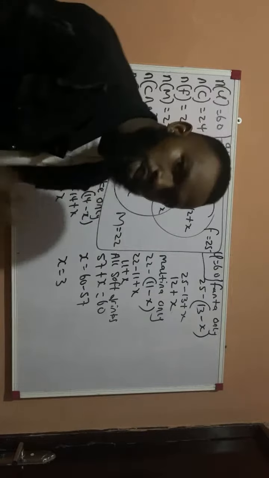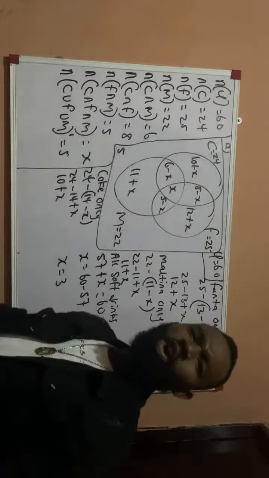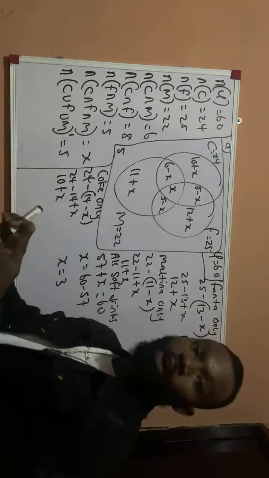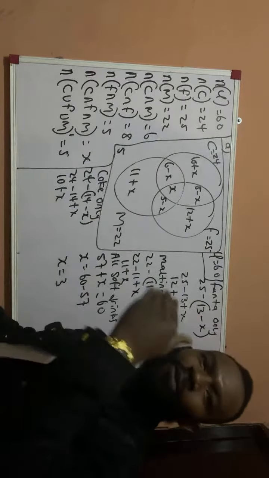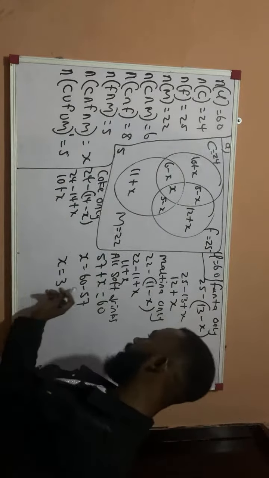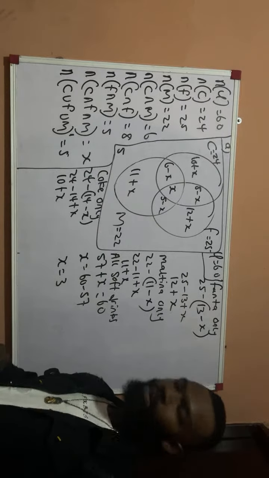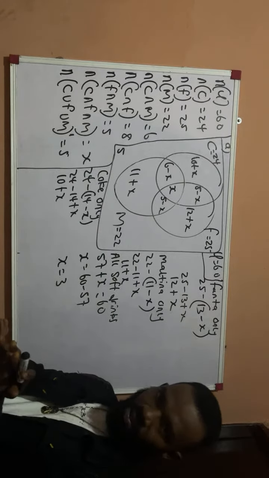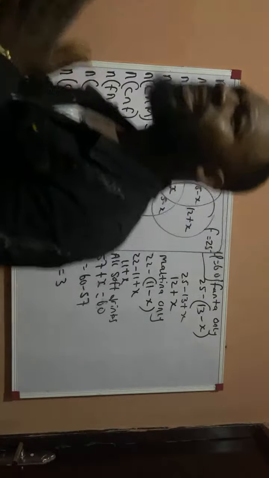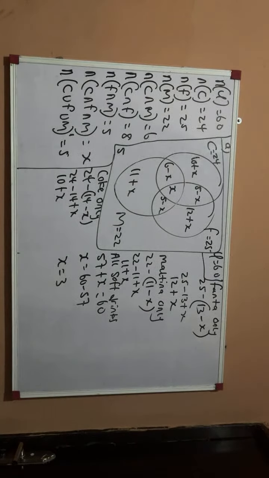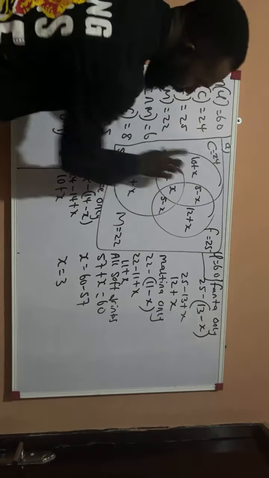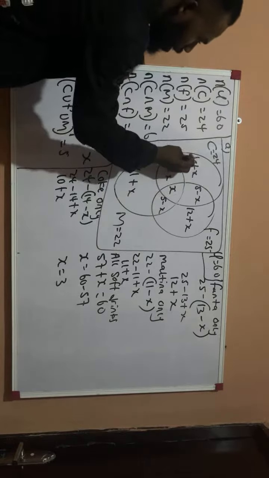So what does that mean? It means the total number of competitors who drank the 3 soft drinks, which are Coca-Cola, Fanta, and Maltina, were how many? 3. They were 3 in number. So now that we have gotten the value of x in this question, substituting this value into the Venn diagram so that we can have just numbers that we can work with, x now is 3. Now, 10 plus 3 gives us 13.